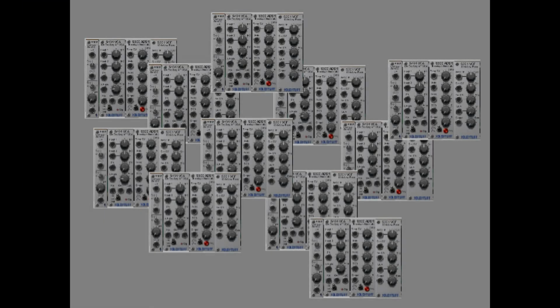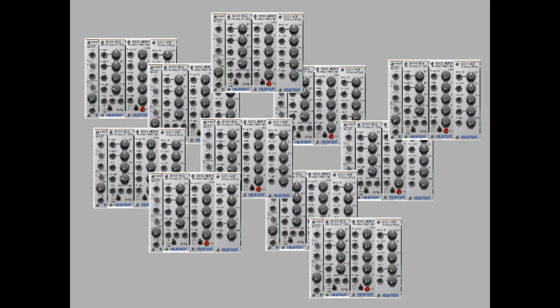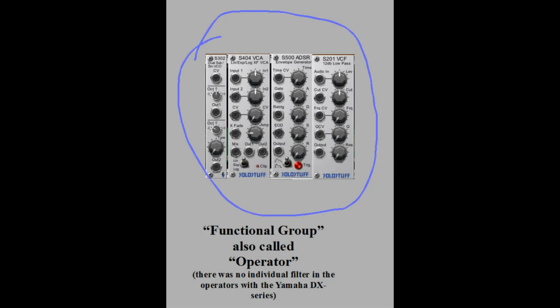The number of possible combinations and the number of possible sounds are theoretically uncountable. Imagine that you can equip each of the functional groups with filters and ADSRs, and you can connect some of them to the note output of your DAW and some not. And think of feedback loops. By the way, what I called functional group, meaning the oscillator and a filter and an envelope, was called an operator back in the 1980s.